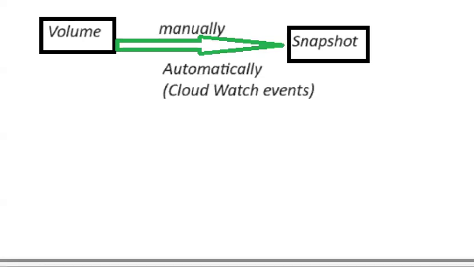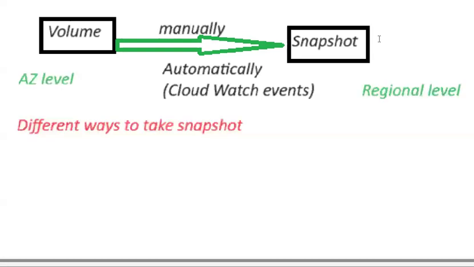At which level is the snapshot stored? At which level is your volume present? Your volume is present at availability zone level. Your snapshot is stored at regional level. In the previous video, we also told you where these snapshots are stored.